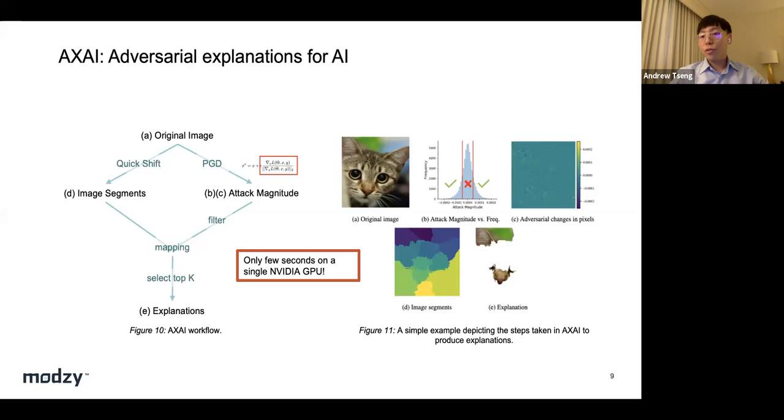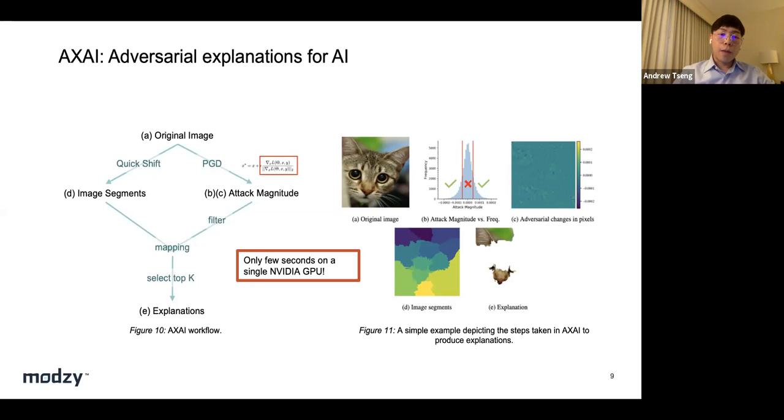Given an original image and a model, the first step is to do a PGD attack, just like what I mentioned in the previous slide. After attacking the model, we extract the attacks. We call those attacks the attack magnitude in this workflow. And then we do some filtering. Bear with me right now, because this filtering process is one of the major works in our paper, so I'm going to elaborate on that in the next slide, but not now.